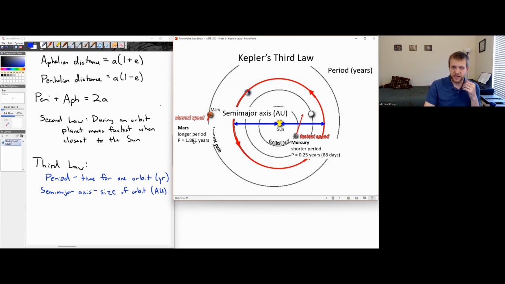So Mars takes about 1.88 Earth years to orbit the sun. Mercury has a much smaller orbit and takes a much smaller amount of time, about 88 Earth days, to make one full orbit around the sun. So what Kepler's third law does is find a specific mathematical pattern between the size of a planet's orbit and the orbital period. How long does it take to go through that orbit?